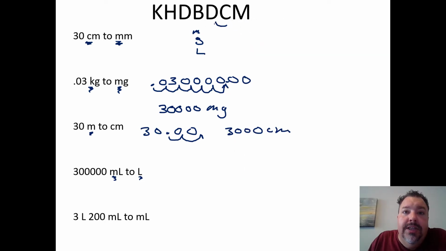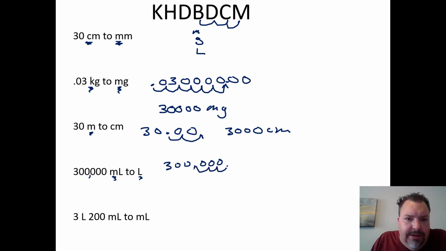Let's start that again. This one's going to move 1, 2, 3. So it's going to move 3 places to the left. So here we have 300,000 at our decimal, and we need to move 3 places to the left. So 1, 2, 3. It's going to be right there, and we're going to get 300 liters.